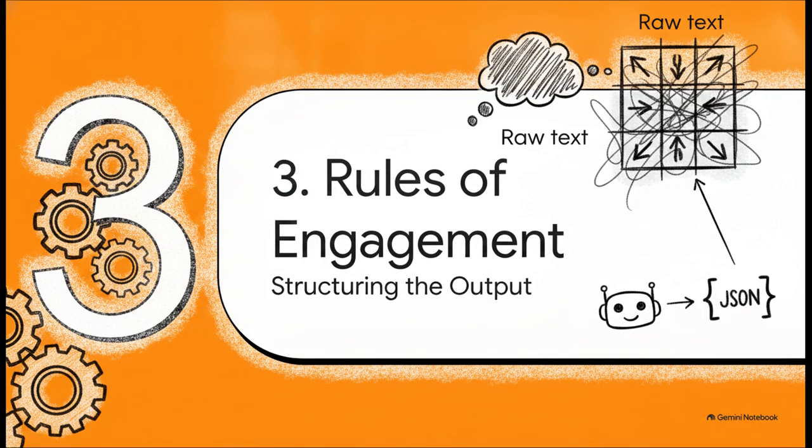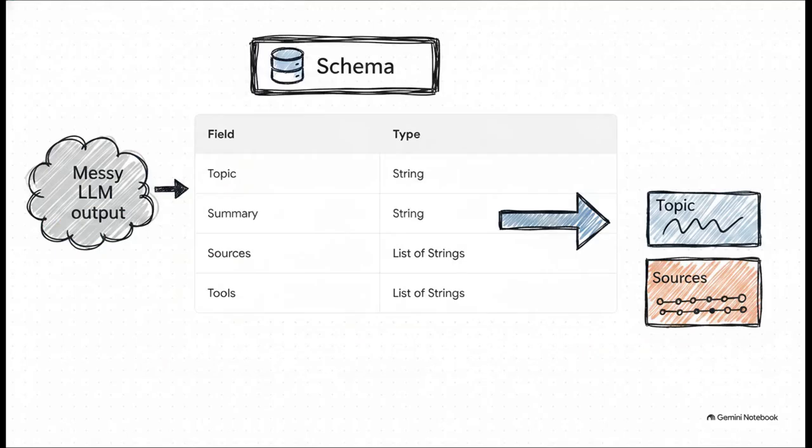The rules of engagement. It's all about structuring the output. Listen, if we just ran our brain right now, it would spit out massive, unpredictable walls of raw text. Now, that's totally fine for a casual chatbot, but it is an absolute nightmare if you're trying to build reliable software. We need predictability, and we achieve this by using a Pydantic class to force the LLM's messy output into a very strict Python data schema.